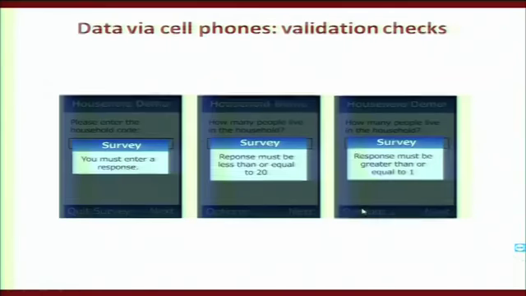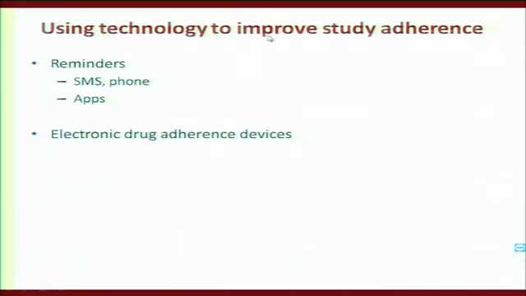You can thank them. If you find a value which does not make sense, so if you're asking age and a person gives textual information or says the age is 130, you could remind them that those answers are not valid. So one can use reminders, one can use SMS, phones, apps, but there are more interesting things like drug adherence devices.